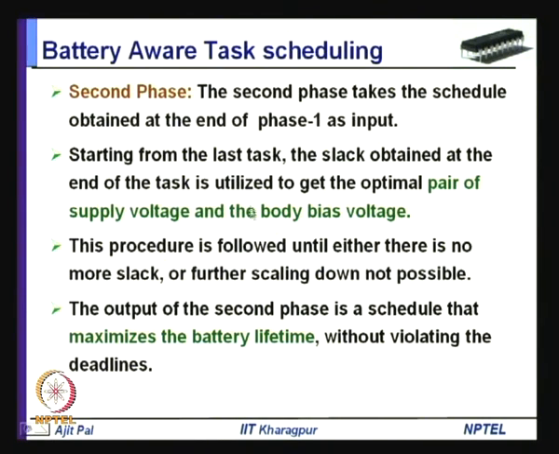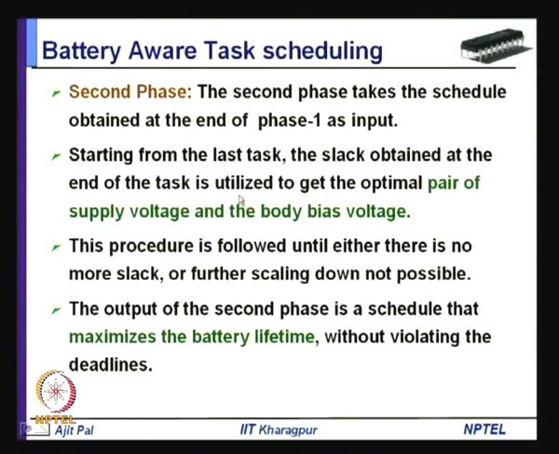That means slack is being used to do the scheduling, to use supply voltage scaling and body biasing. They are combinedly done such that there is maximum reduction in power dissipation. So, minimum current is drawn from the battery. Then this procedure is followed until either there is no more slack or further scaling down is not possible. So, the output of the second phase is a schedule that maximizes the battery lifetime without violating the deadlines.